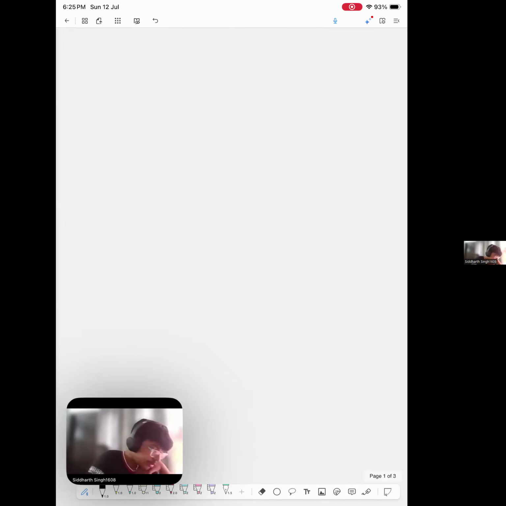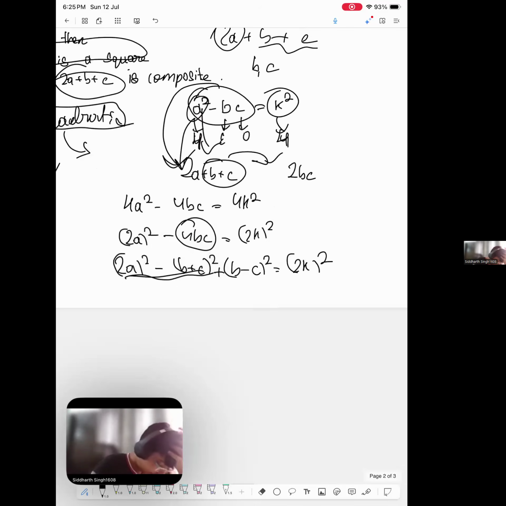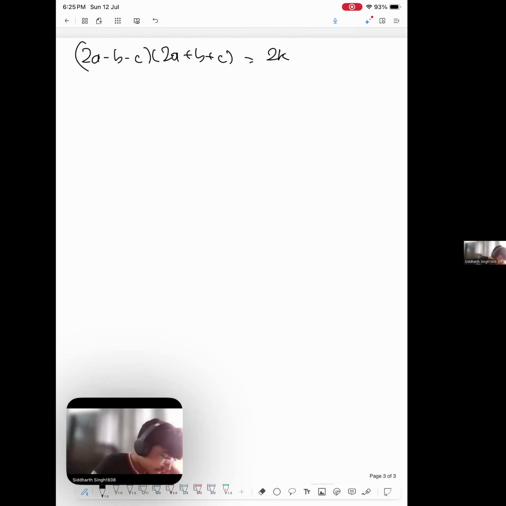Let me swap pages. I'll do the hard work for you. Not really hard work, but work for you. 2a plus b plus c is equal to 2k minus b plus c.